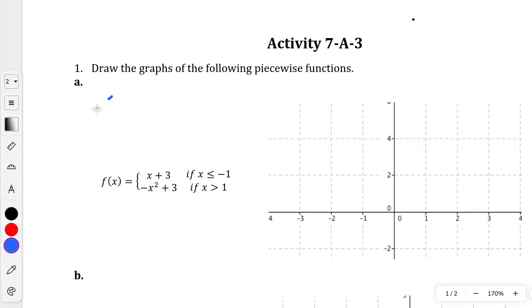Well, x plus 3, let's write that here, that's really a line. And the reason why it's a line is because you could write the function like this, couldn't you? And then it would be a line with a slope of 1 and a y-intercept of 3. So the y-intercept would be here at 3 and would have a slope of 1. So it would go like this, and like this, and like this.